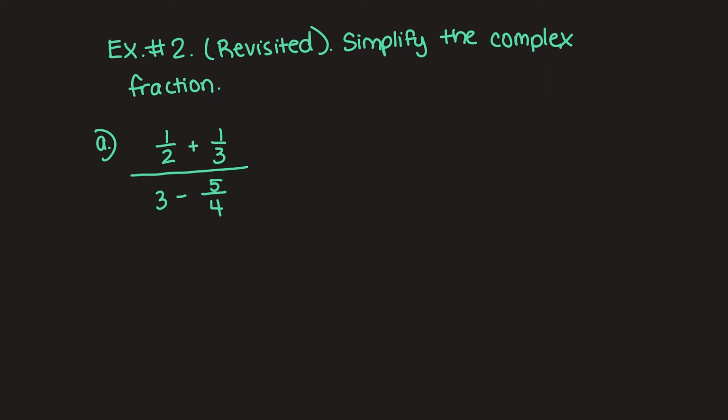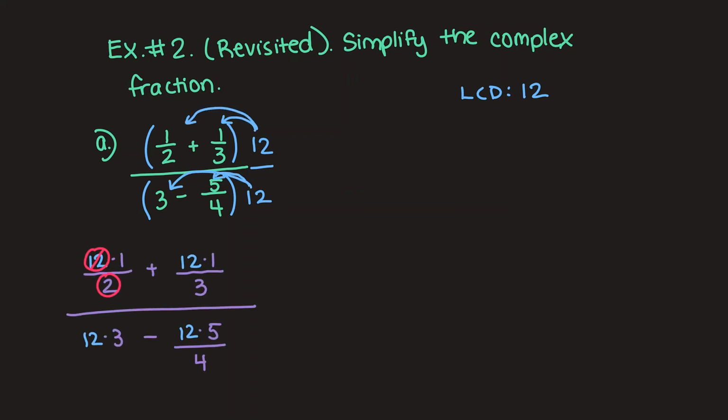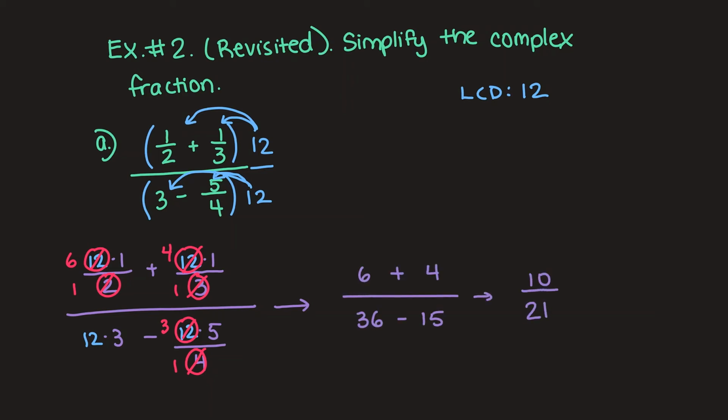So this time, we will simplify the complex fraction using method 2. The first step is to find the least common denominator of all the fractions in the complex fraction. So the least common denominator of 2, 3, and 4 is 12. Now we multiply the numerator and the denominator of the complex fraction by this LCD. Distribute the 12 across and simplify. And this reduces to 6 plus 4 over 36 minus 15, which equals 10 over 21. Our result is simplified, and this is our final answer, which is the same answer that we previously got using method 1.